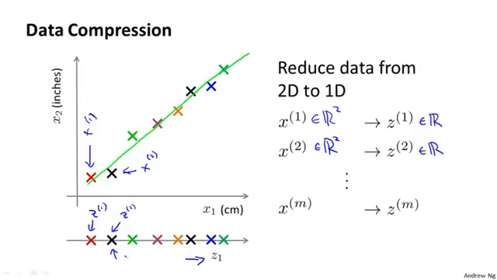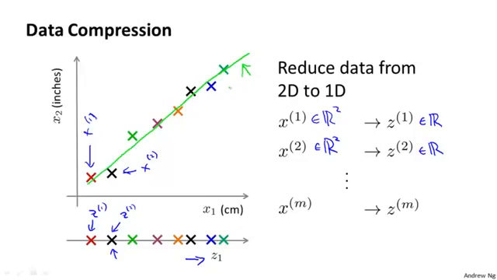And so on through my m examples. So just to summarize, if we allow ourselves to approximate the original data set by projecting all of my original examples onto this green line over here, then I need only one number, one real number, to specify the position of a point on a line.